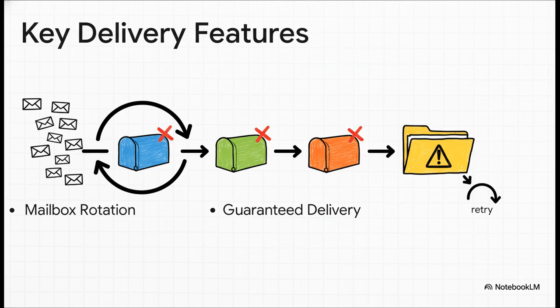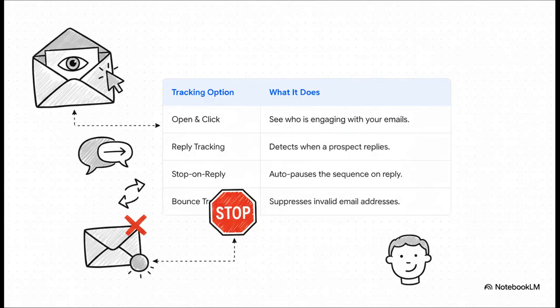And if they all fail, the email isn't lost. It lands in what's called a dead letter queue for you to check and retry later, so no lead gets left behind. And of course, you can track everything.